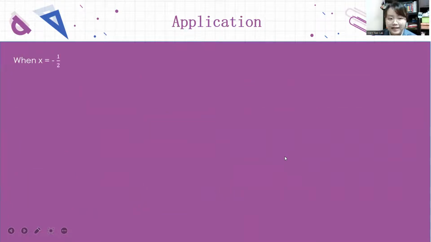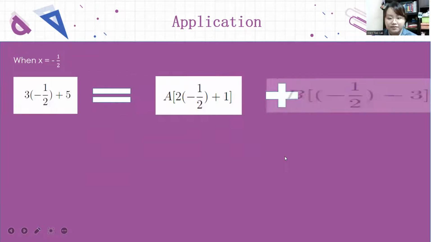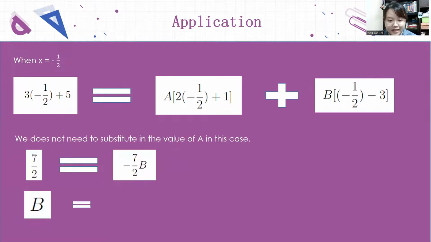When x equals negative 1/2, again, we substitute the value into both sides of the equation. But in this case, we do not need to substitute the value of A into this equation. It is because, as you can see here, 2 times negative 1/2 plus 1 will equal 0. So A will be cancelled out no matter what, and we can directly solve for B. After some simplification, we will get B equal to negative 1.